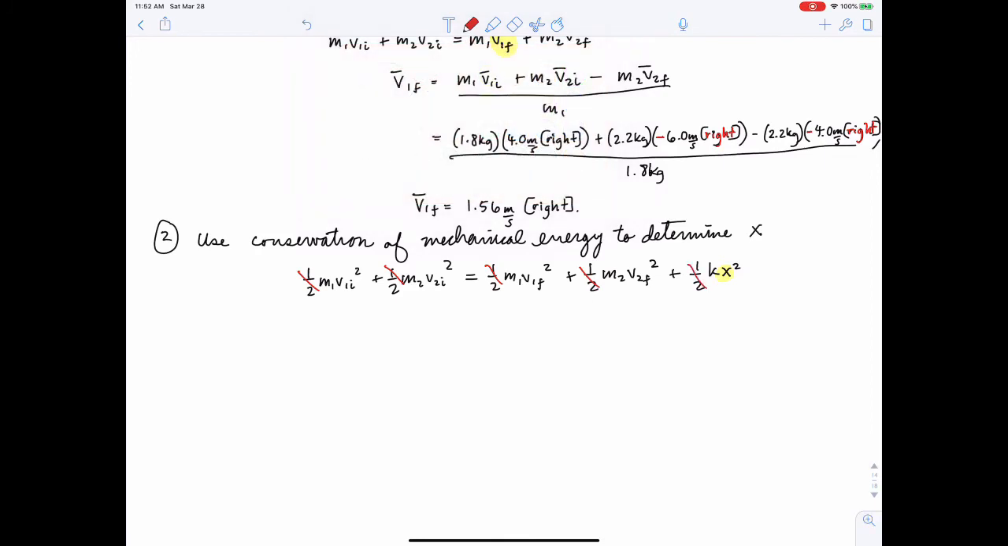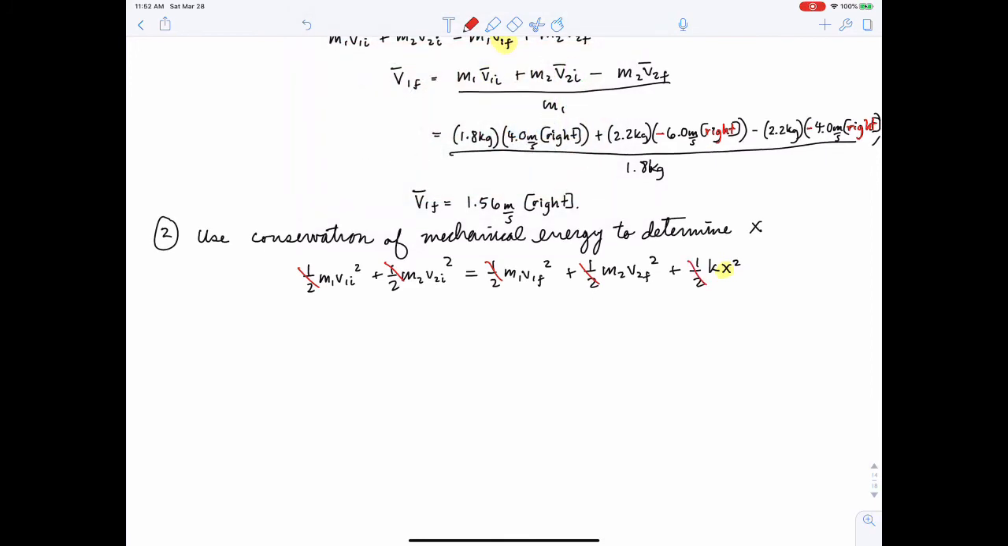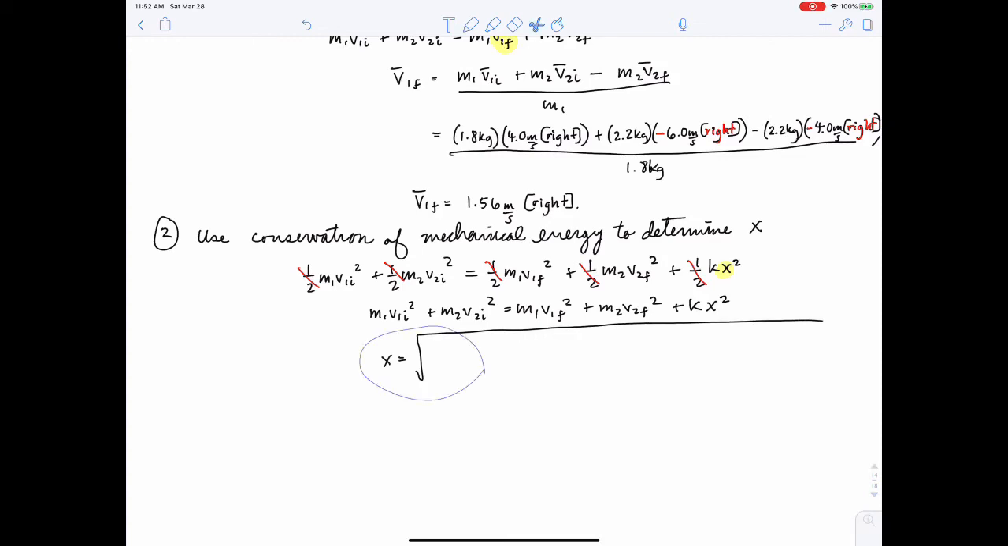Let me get rid of that 1/2 as well. We can rewrite this without the 1/2. It allows us to see these terms more clearly. So m1 v1 initial squared plus m2 v2 initial squared equals m1 v1 final squared plus m2 v2 final squared plus kx squared. Solving for x, x is equal to the square root.